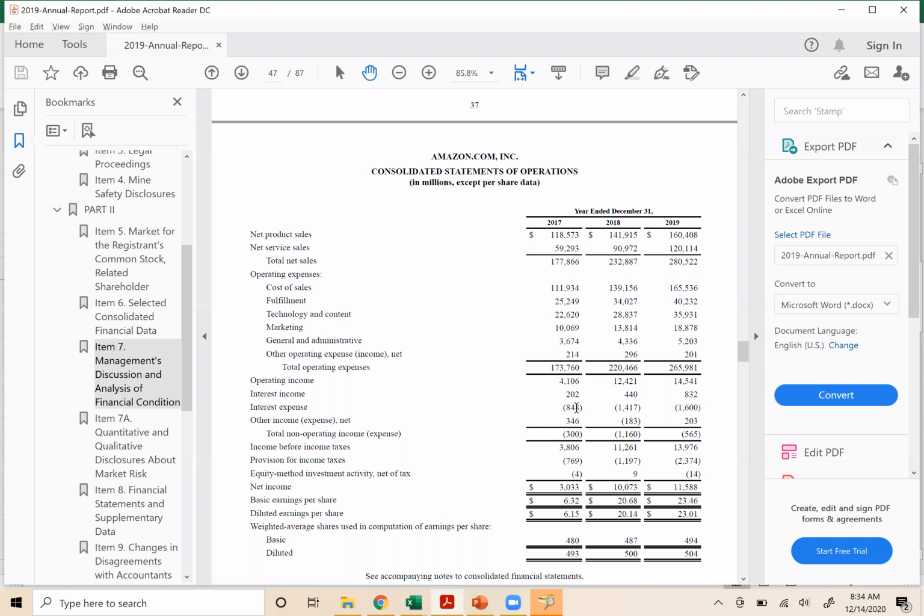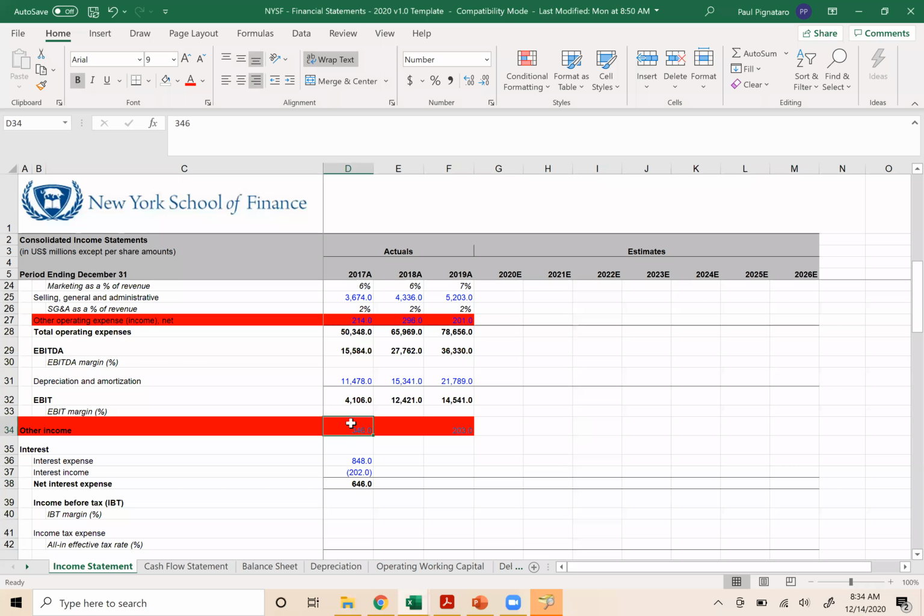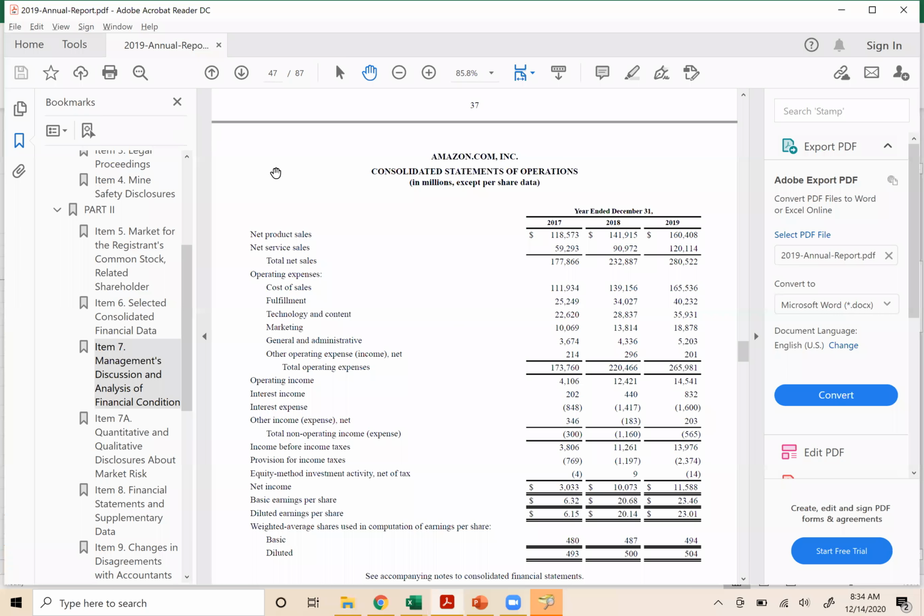So I'm going to make this plus 848 because it's an expense, minus 202 because it's income. Also, I'm going to go down here and change the signs, because other income is positive, and I want my logic, with expense positive. So I'm going to make income not 346, but minus 346. And this 183 is going to be plus 183, and this 203 to be minus, okay? I'm changing the logic to be consistent throughout. We're going to talk all about this next class.